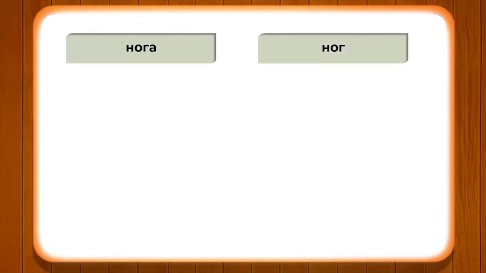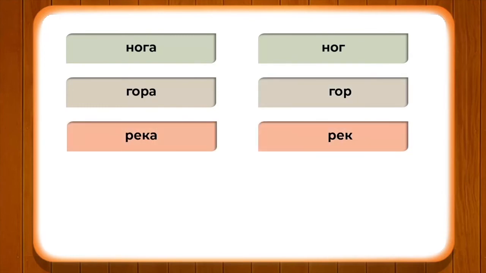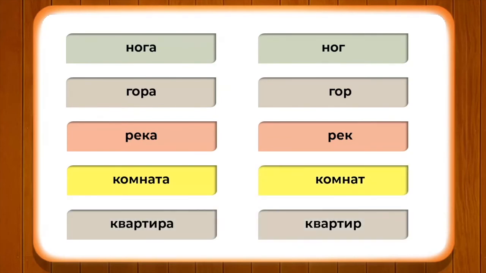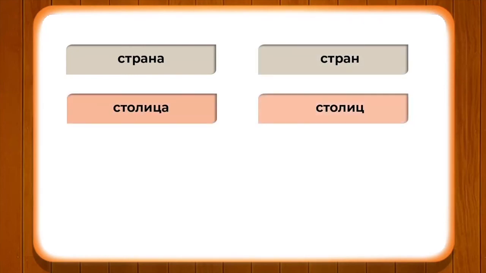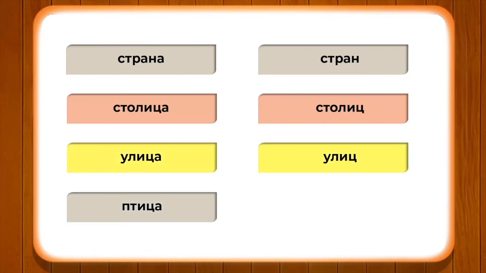Now let us go ahead in order to understand it fully. Нога changes into ног, гора changes into гор, река changes into рек, комната changes into комнат, квартира changes into квартир, страна changes into стран, столица changes into столиц, улица changes into улиц, птица changes into птиц. I hope you will be able to change all these endings of different nouns as per the rules of the grammar we are learning in this module.